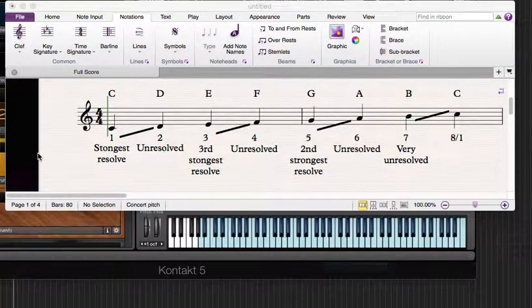Hi guys, welcome to another episode of 2-Minute Tools for Writing Better Songs. Today we're going to start breaking down the theory behind what makes a great melody.